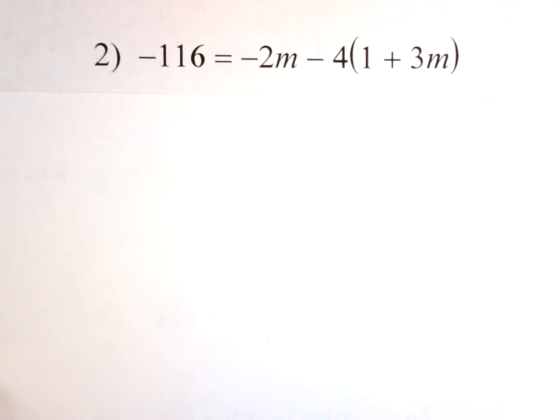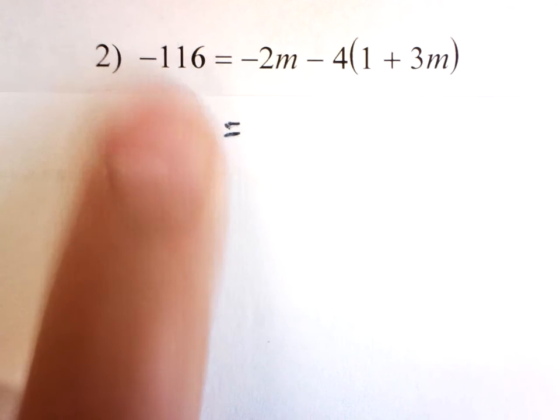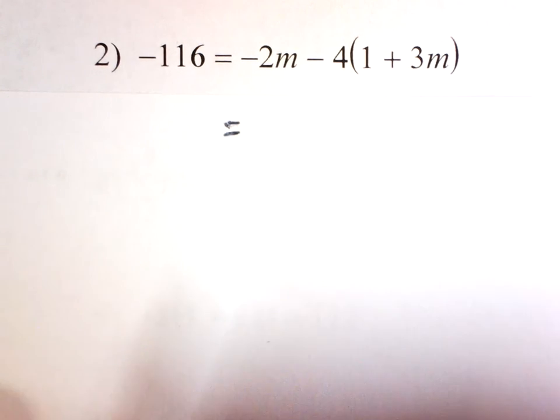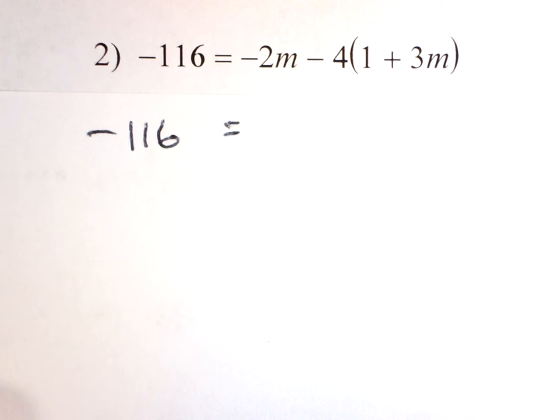Alright, here's another example. So again, I always start by trying to simplify what I can simplify, put together what I can put together. I look on the left hand side of the equal sign. All there is is a negative 116. There's nothing to do there because it's already simplified. It's already by itself.